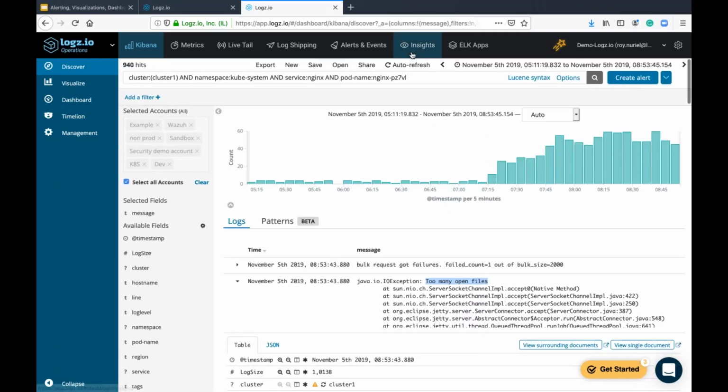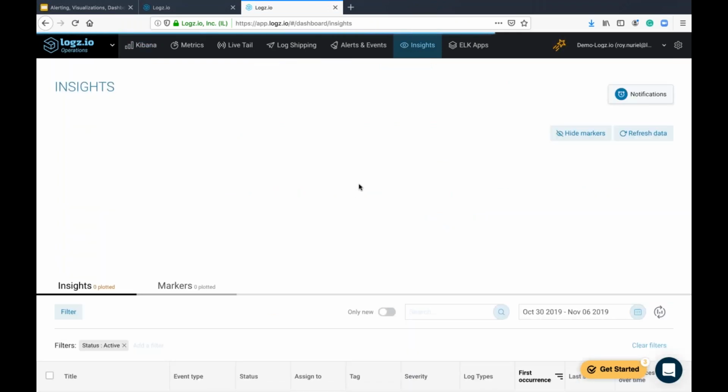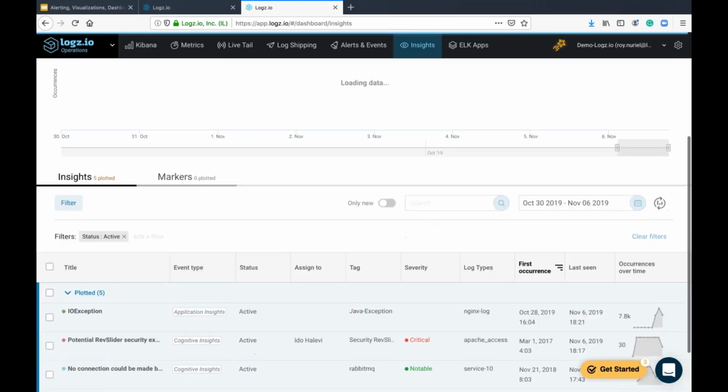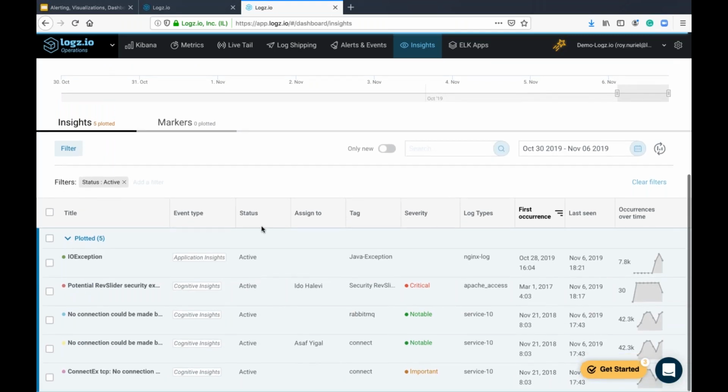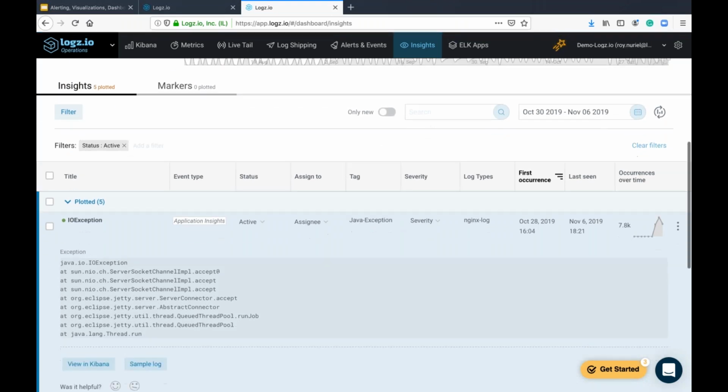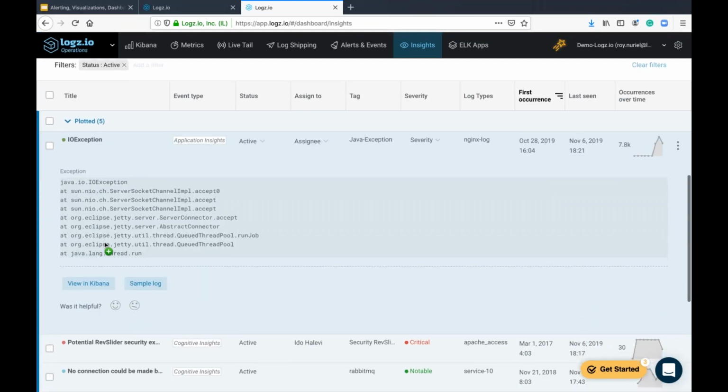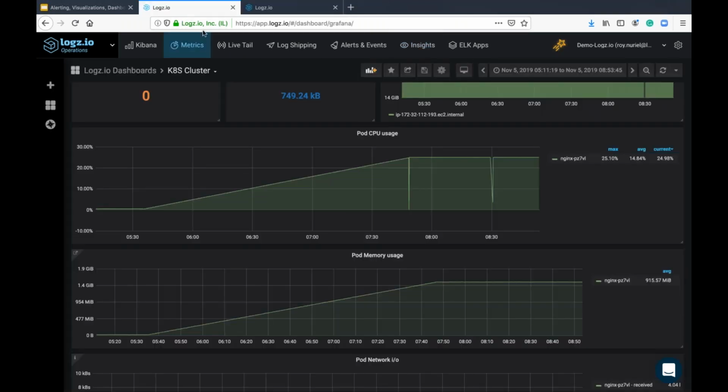For those of you who are familiar with our insights, I can obviously connect that and see interesting insights that relate to this specific issue. I can see that over here, the IO exception issue. This is a pattern that we see that is more common, and it also relates to what we saw earlier. So it really completes the picture between the metrics themselves, the Kubernetes metrics that were sent, how we filter them, and how we connect the dots to the logs and the source of the problem.